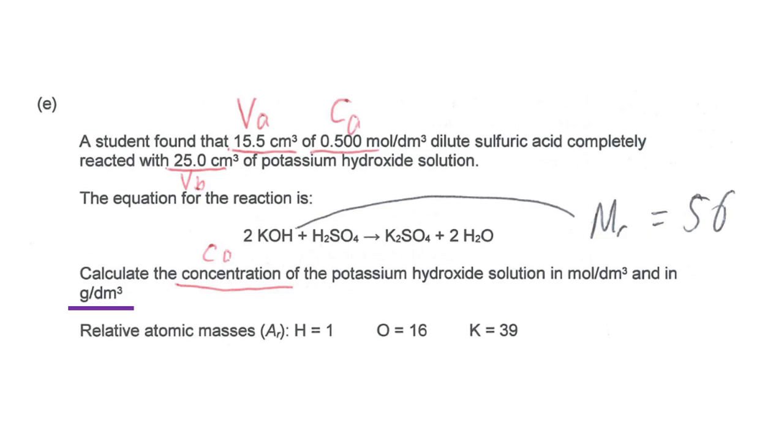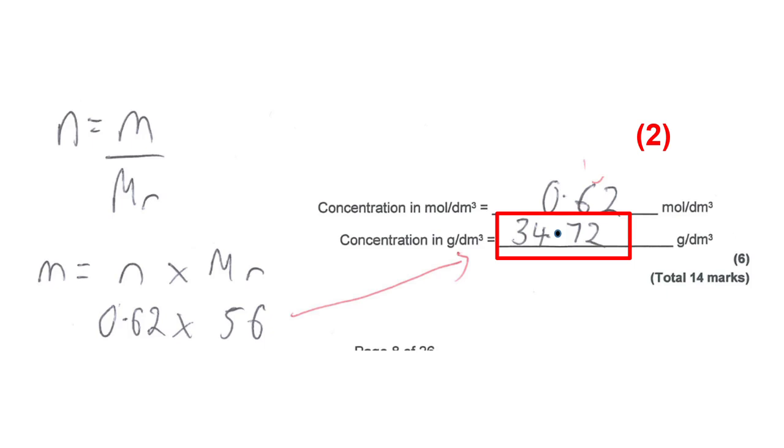In this case, it's looking for it in moles and grams, so this would have been a 6-mark question. We'll do the moles part first, okay? We did it. And then number of moles is mass times molecular mass, 0.62.